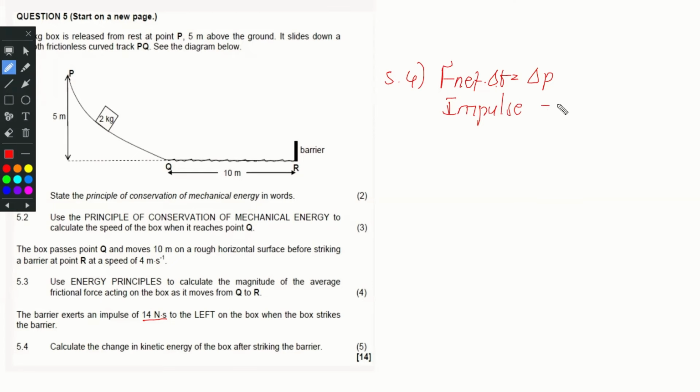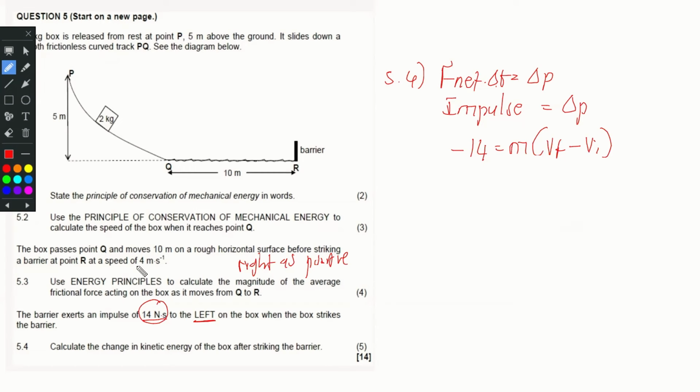So impulse, we know it to be equal to change in momentum. But then we are already given the impulse is 14 Newton second to the left. Now, if we are assuming that we take our right as positive, we know that we should indicate that as a what? As a negative. So that's negative 14. And then this will be mass bracket Vf minus what? Vi, right? Now, what we'll try to do here is to calculate the velocity, the final velocity after striking the barrier, right? So that's the velocity in which it bounces backward.